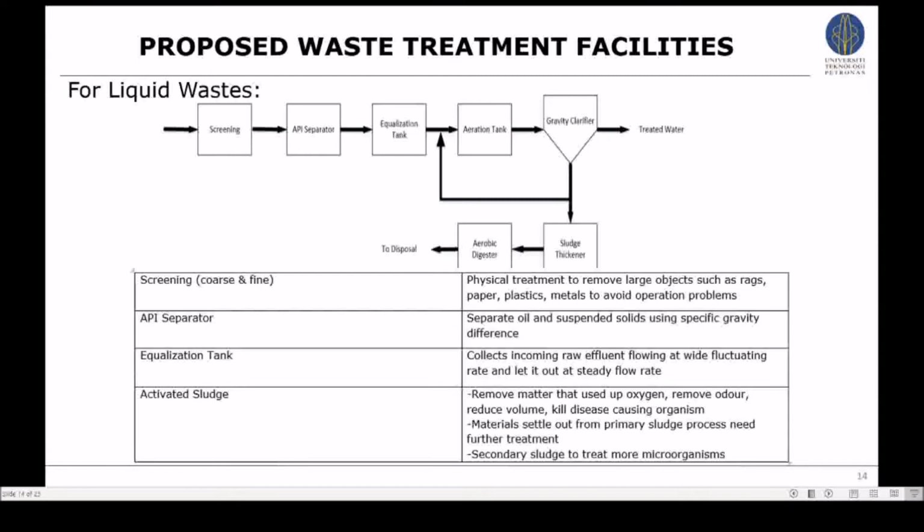So, with the proposed waste treatment facilities, it is believed that the discharge of the liquid waste and the gas waste will reduce and minimize up until the safe limit as stated in the regulations that have been referred to, and it can be safely discharged to the environment. So I'll pass the floor to Tan and Nabil for the cost analysis part.